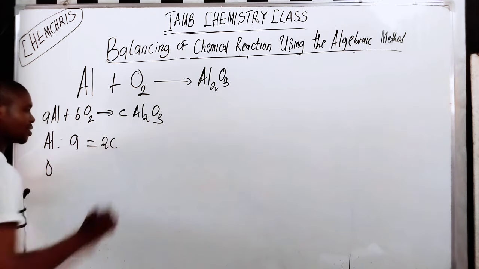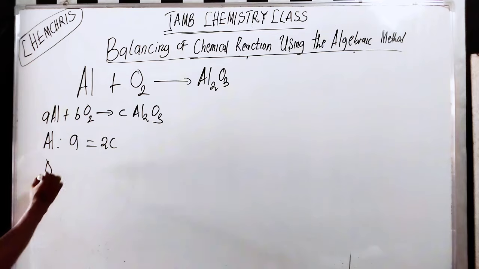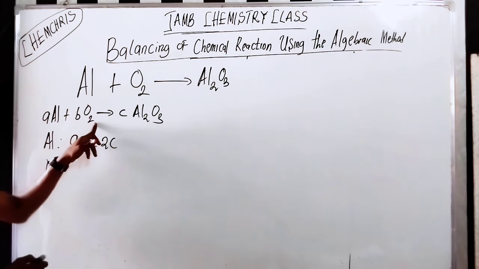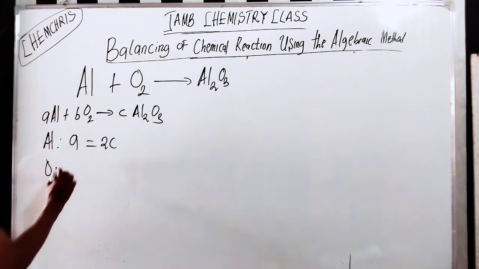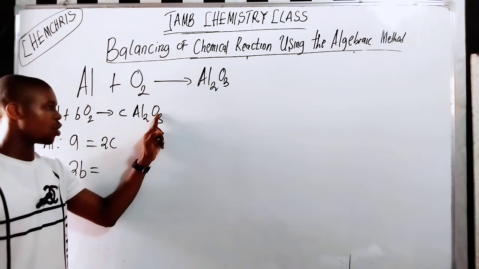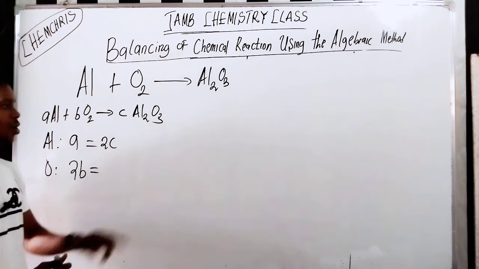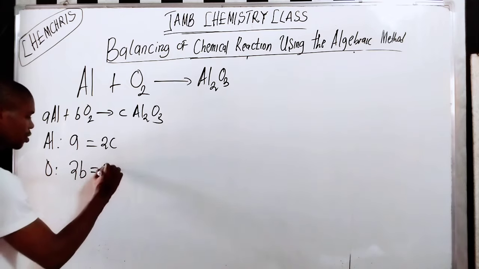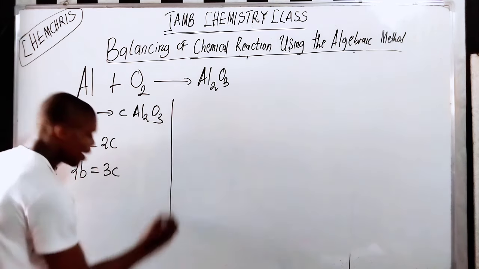So A equals 2C. The next is oxygen. How many oxygen do we have on the left? We have 2, so 2 times B is 2B. On the right we have 3 oxygen, so 3 times C is 3C. So 2B equals 3C. That is the second step.